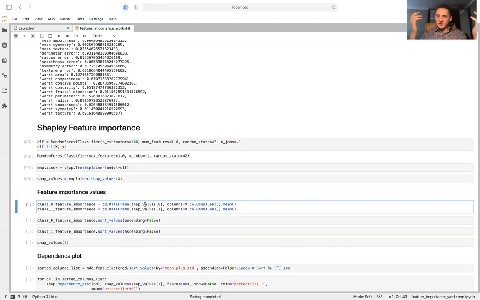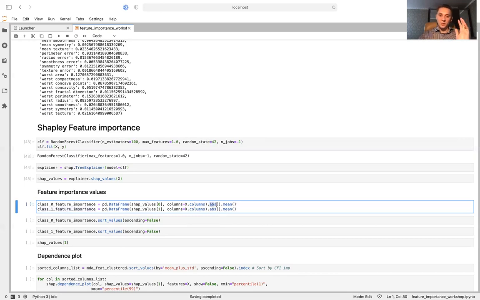So if you use a regression setting, you won't have that kind of structure, because in this case you have only one set of Shapley values for all features. But in a classification setting you have zero class Shapley feature importance and one class Shapley feature importance. So let's create the zero class feature importance values based on Shapley and class 1 feature importance.